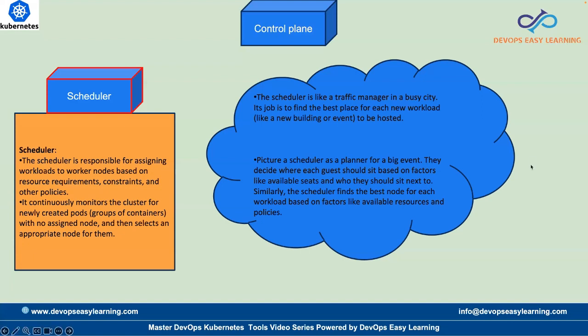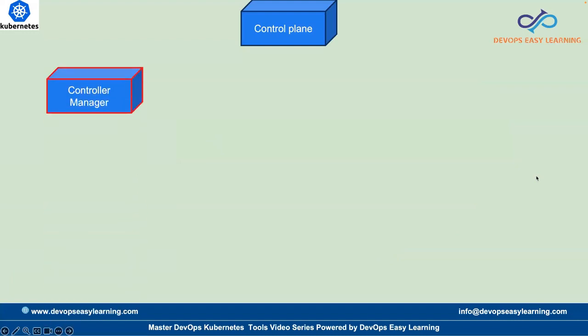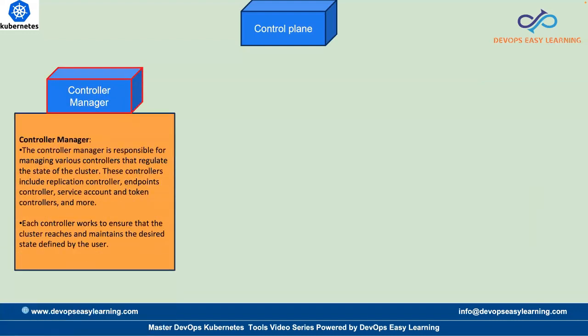The second element that we are going to see in the control plane is the controller manager. The controller manager is responsible for managing various controllers that regulate the state of the cluster. These controllers include the replication controller, endpoint controller, service account token controllers, and more. Each controller works to ensure that the cluster reaches and maintains the desired state defined by the user. So that's the role of the controller manager.